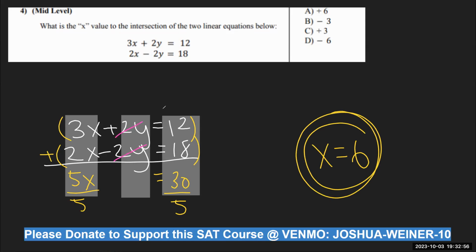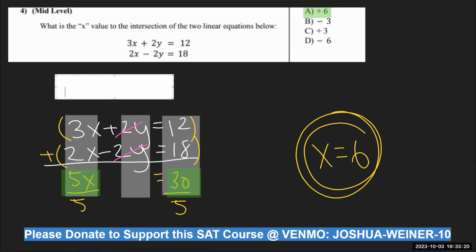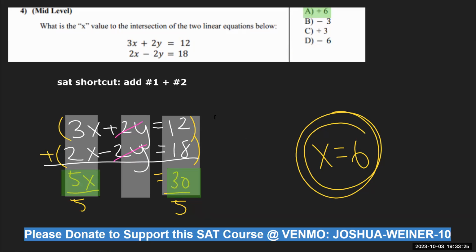The correct answer was A for number 4. Okay, so don't forget to look for those shortcuts. Here, the SAT shortcut was to add the system of equations together, and they're rewarding students who have already gotten ready for the exam. Okay, so that was question number 4.